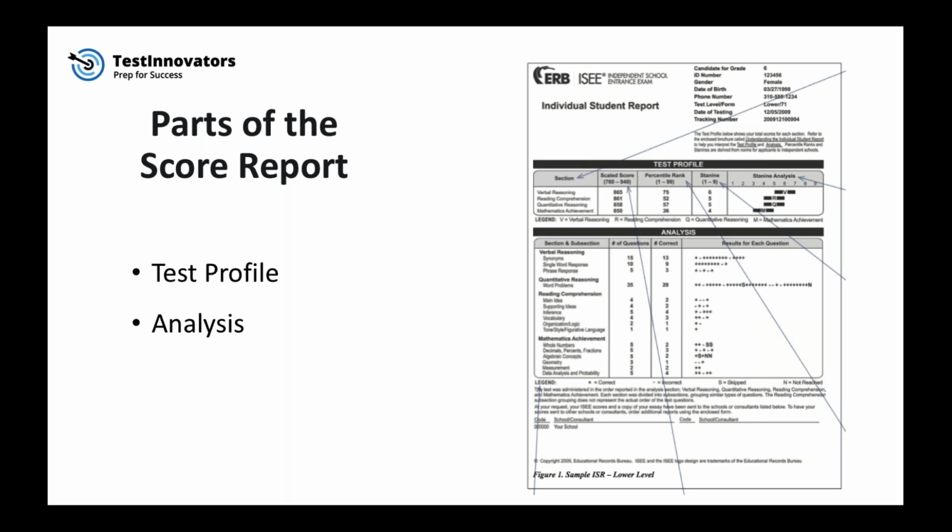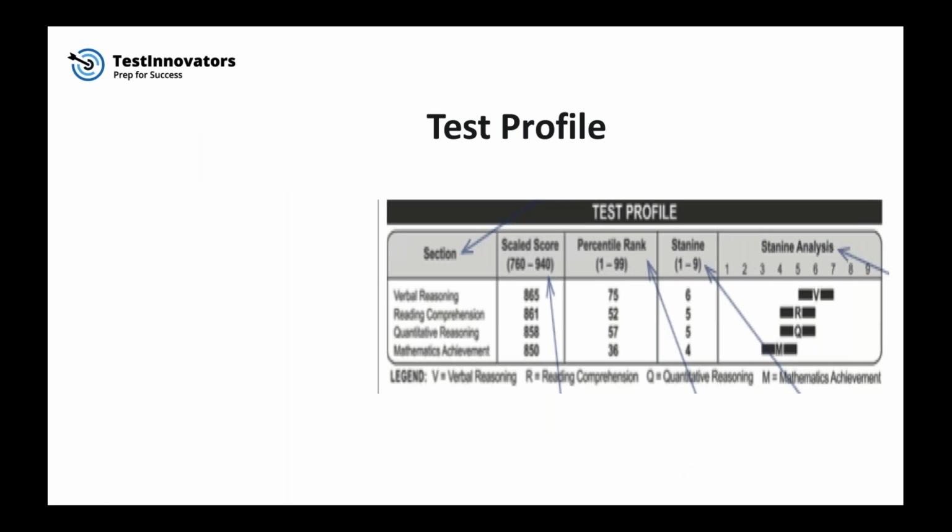The test profile section shows 4 different ways of measuring your performance: the scaled score, percentile rank, Stanine score, and Stanine Analysis. We'll talk through all of those. Then the analysis table down below provides a detailed list of the question types, as well as whether your answer was correct, whether you skipped a question, or whether you ran out of time before reaching a question. This is valuable information to help you identify categories and strategies to work on if you plan to take the test again.